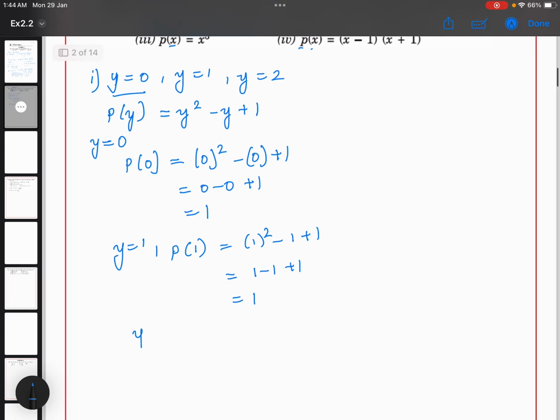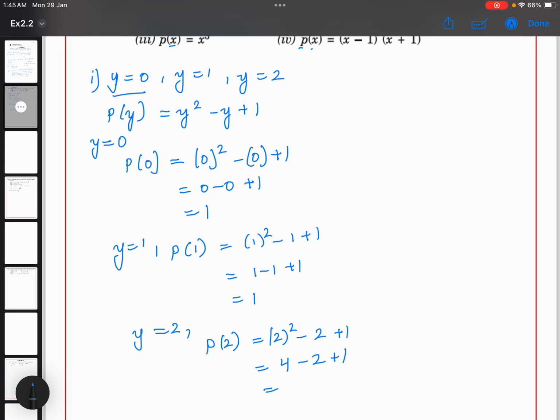So this will give you 1. Similarly, the next question is y equal to 2. Very simple, all you have to do is substitute it. That is 2 square minus 2 plus 1.